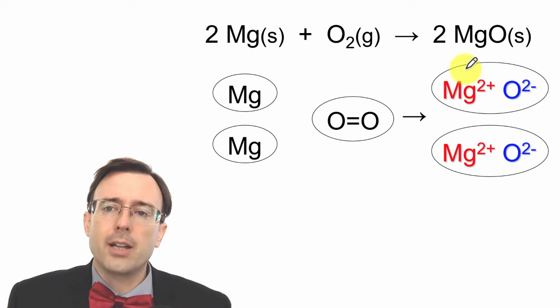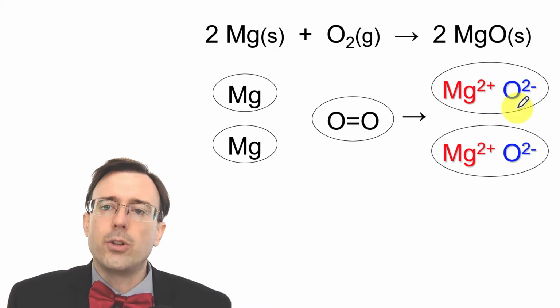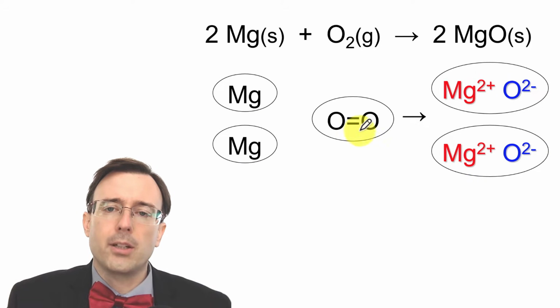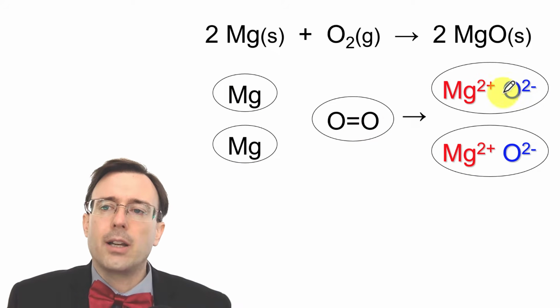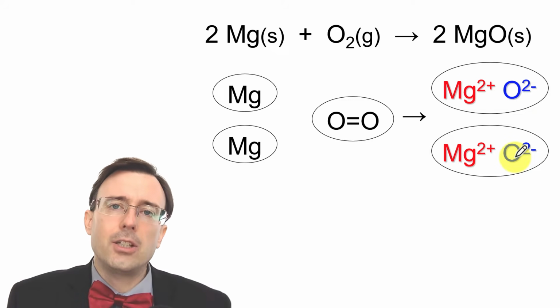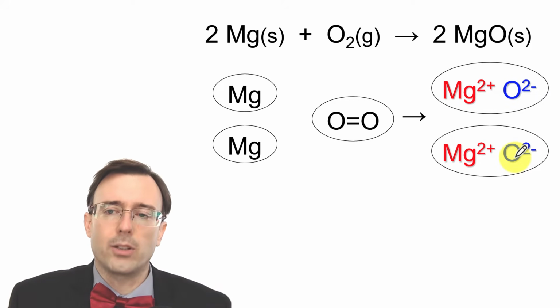Each magnesium oxide has 1 Mg2+ and 1 O2-. Notice that we have 1, 2 magnesiums here, 1, 2 magnesiums here, 1, 2 oxygens here, and 1, 2 oxygens here. All right. So you can see that each of the elements is balanced in terms of each element has exactly the same number of atoms on each side of the equation.